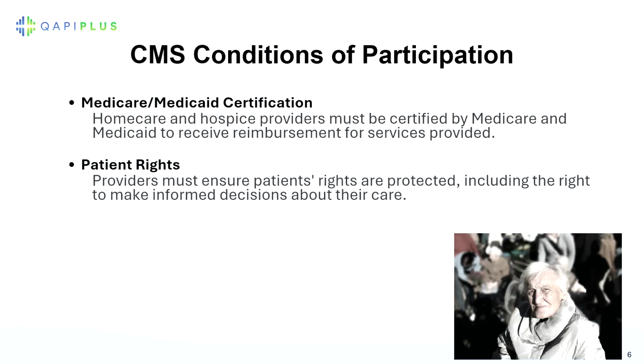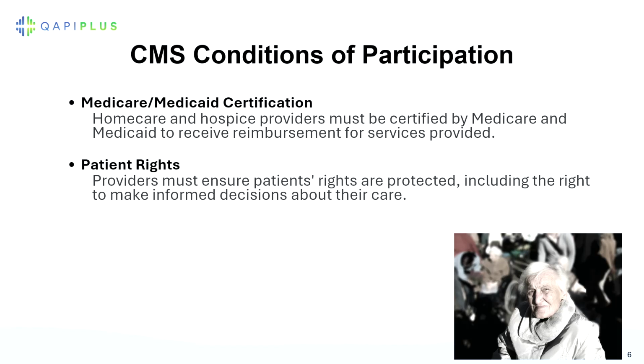One thing that's important to note, based on where we're working, is that in order for home care and hospice to be paid, we need to be certified by Medicare and Medicaid so that we can get reimbursement for our services. CMS, the Centers for Medicare and Medicaid Services, have what they call the conditions of participation. In order for us to be certified by Medicare and bill for the services we're providing, we are required to have processes in place that ensure our patients' rights are protected, including the right to make informed decisions about their care.